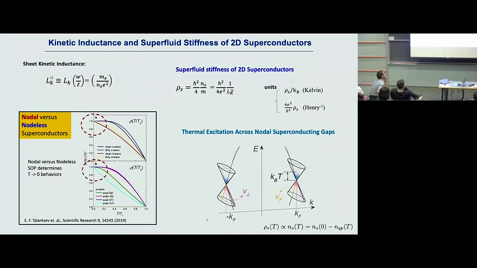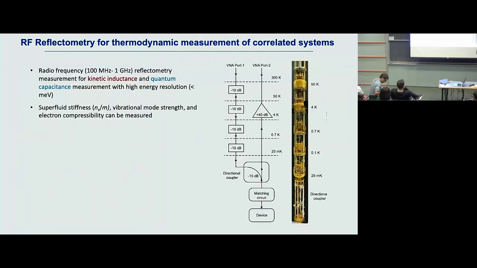Compare that with the rather slow decay. In fact, it's an activated decay of the superfluid stiffness when you have a nodeless, gapped superconductor. I think that's the point.